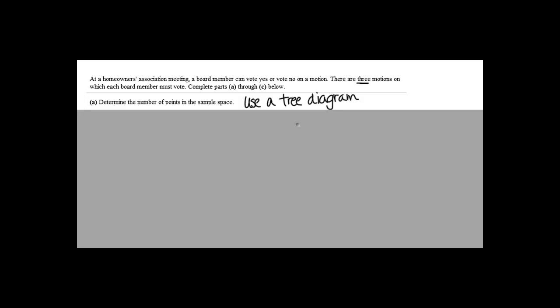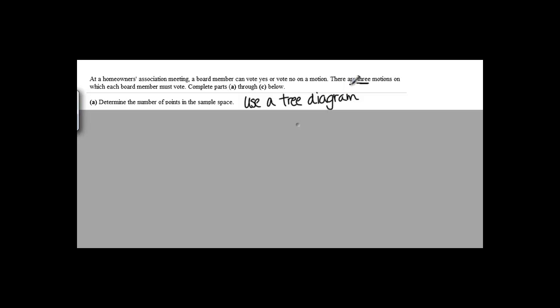Here we have a problem that's similar to one of your homework problems in 12.5. It says that at a homeowners association meeting, a board member can vote yes or vote no on a motion. There are 3 motions on which each board member must vote. Complete A through C below.